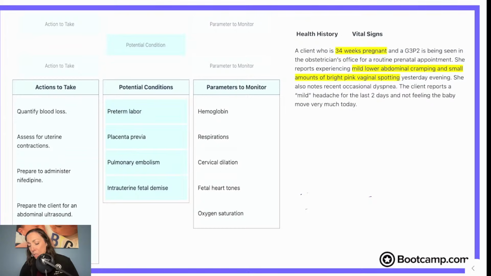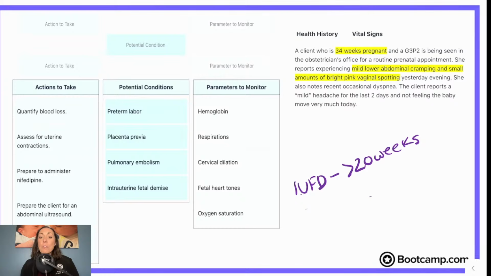So our last option here is an intrauterine fetal demise, or an IUFD. So an IUFD occurs when we have a fetal loss that happens after 20 weeks gestation. So she is after 20 weeks gestation. Do any of our findings indicate an IUFD? So she hasn't felt the baby move much today, right? So we definitely need to assess that, but it could just be a deep fetal sleep state.